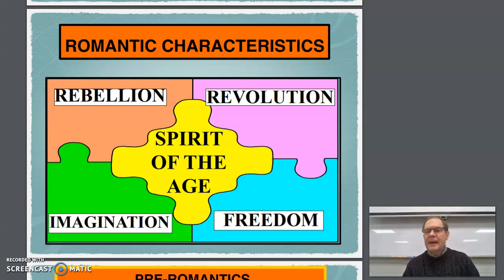It is a time of rebellion, it's a time of revolution, but a time, literarily, of great imagination and freedom. We might say artistically, it's a time of imagination and freedom, either in painting or in writing. They did not have the term Romantic Age. That was applied about 50 years later by historians. They simply called it the spirit of the age.